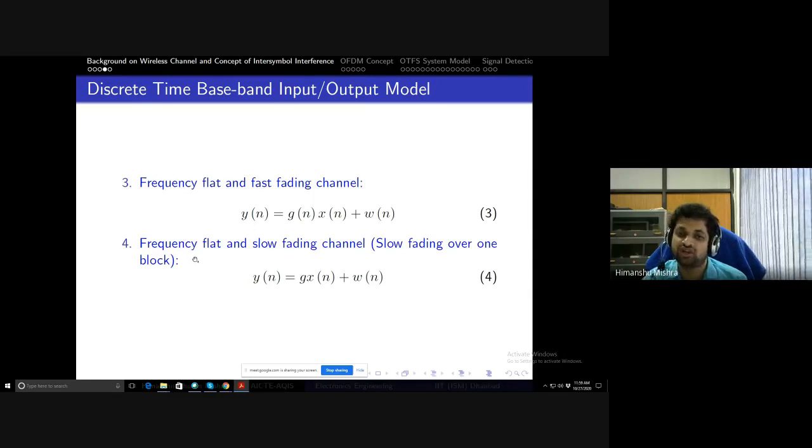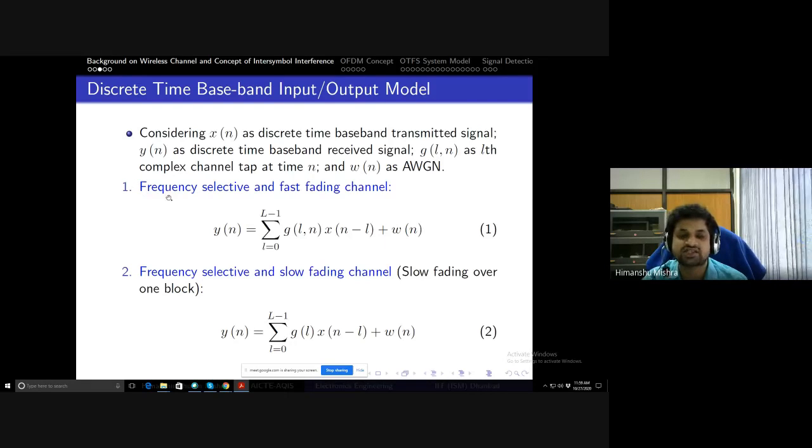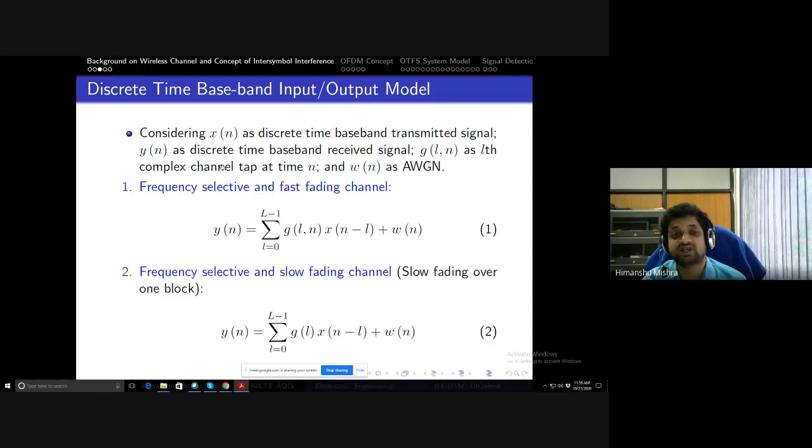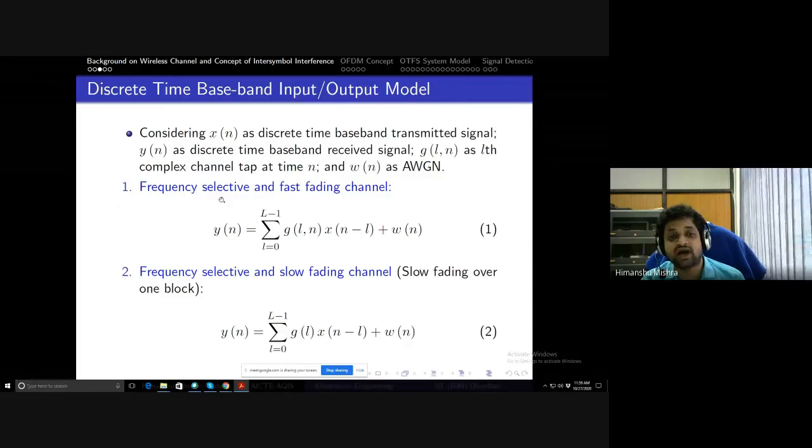So these are the four different types of channels in real time. In practice, we will always get these. Basically, if we can handle the frequency selective and fast fading channel, we are fine, because this is a highly complex channel. Here everything is there: fast fading and frequency selectivity are both there. To handle this, OTFS based is a very good choice.